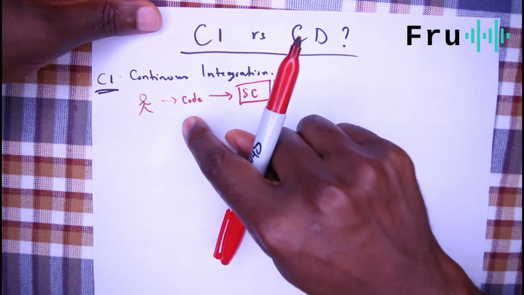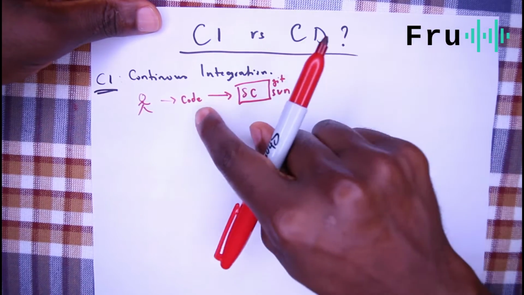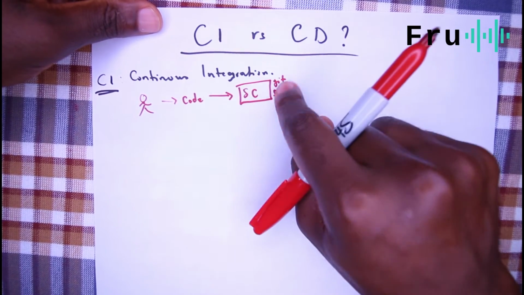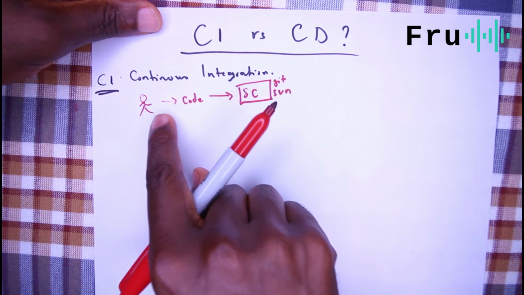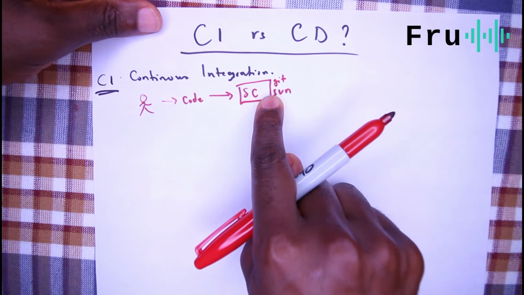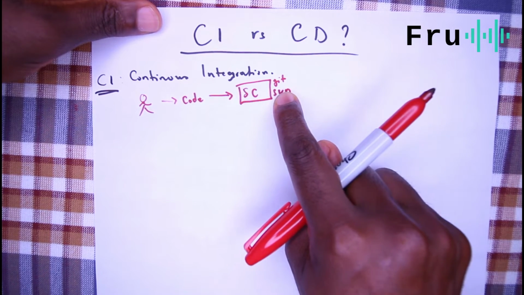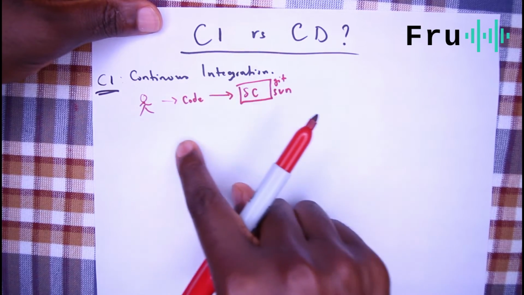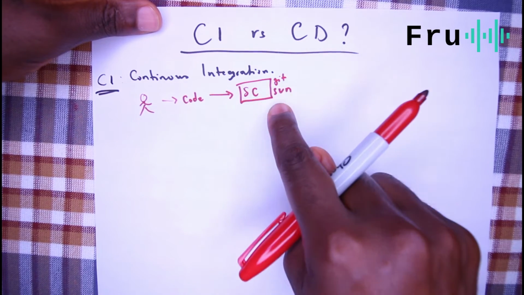So you write your code and you check it into Git. You commit the code, you check it in, and it goes into your Git repository. So what you're doing is you're integrating that code into the Git repository. So this is the CI piece, continuous integration. As you're writing that code, you're integrating that code into Git.